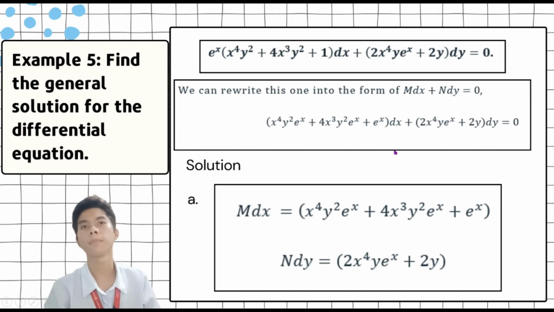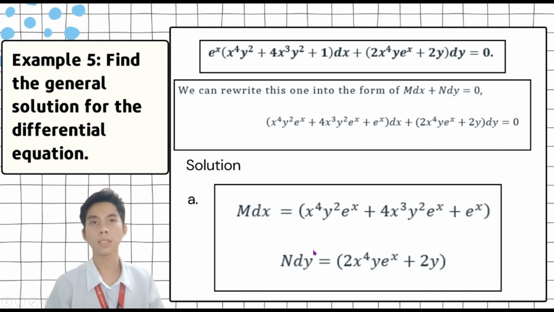So the first step is finding the values of M dx and N dy. M dx equals x raised to the power of 4 y squared e to the x plus 4x cubed y squared e to the x plus e to the x. And N dy equals 2x raised to the power of 4 y e to the x plus 2y. The next step is to find the partial derivative of M with respect to y and of N with respect to x.